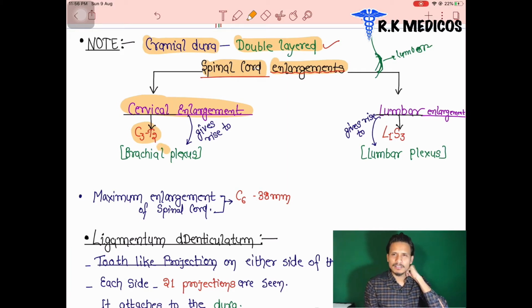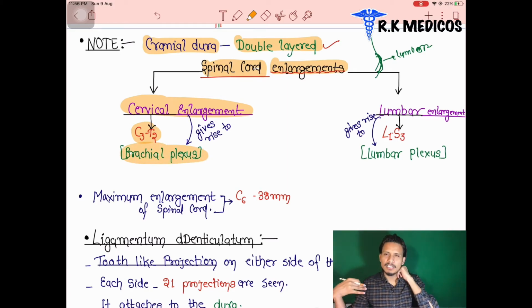Brachial means the upper limbs, denoted with the hand or the arms. So all these electric wires which are originating from the C3 to T2 level, that is the cervical enlargement, are going to innervate our hand, our arms, our forearms. So they supply all the upper limbs. These electric wires are coming from the C3 to T2 level.